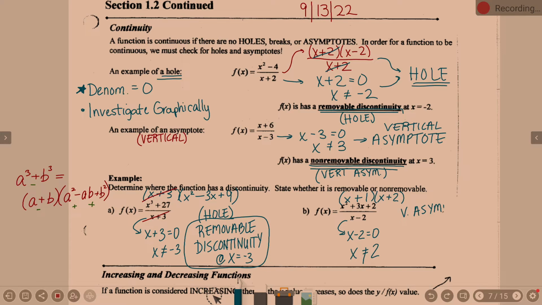Okay. So vertical asymptote. Specific name is non-removable discontinuity.